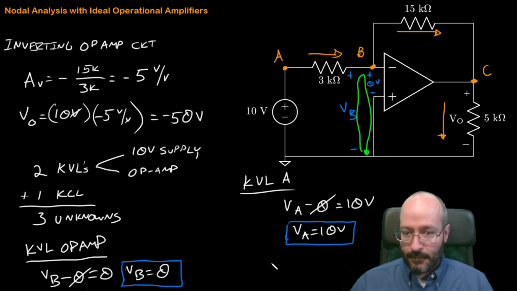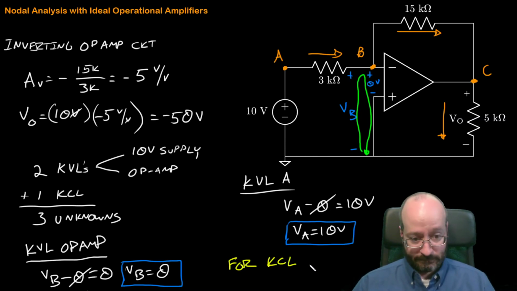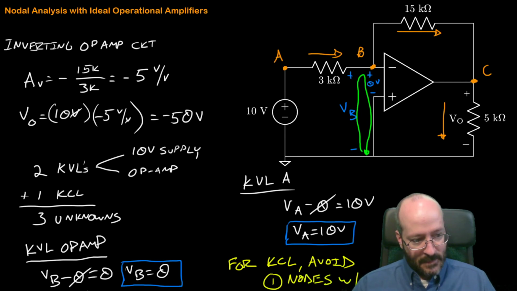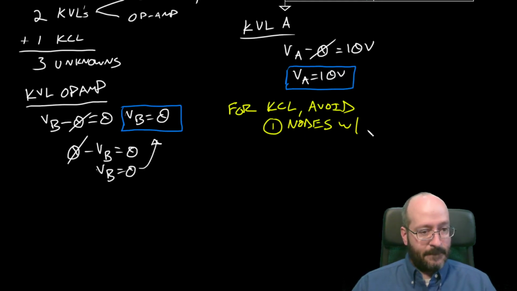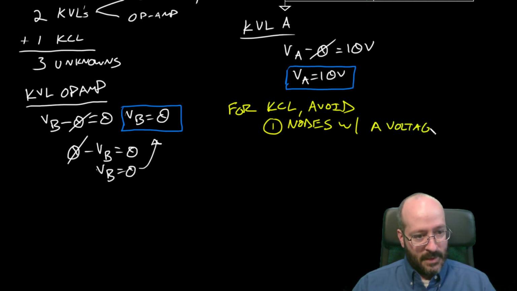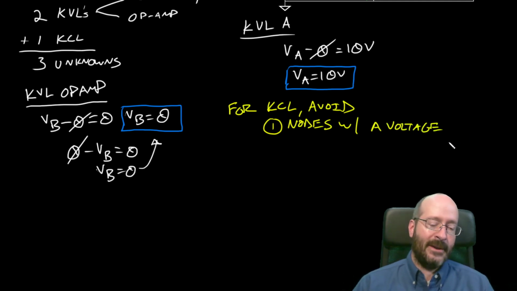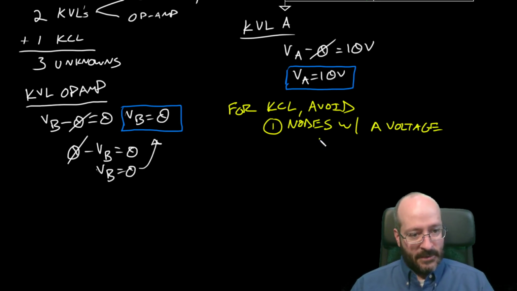Okay, so let's get some notes down here. For the KCL, the first thing I'm going to avoid is nodes with a voltage supply connected to them. I'm not saying independent or dependent, I'm saying voltage supply. Avoid that. That's going to force us to avoid A.